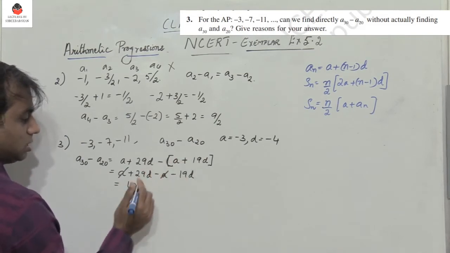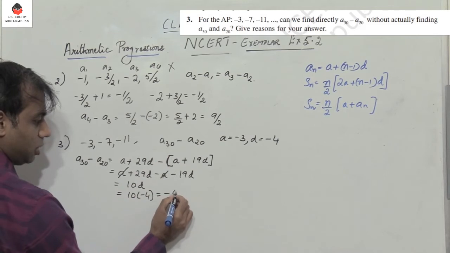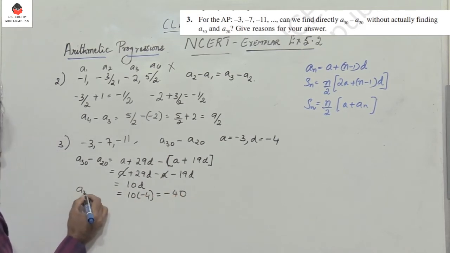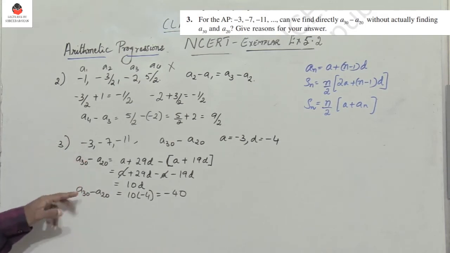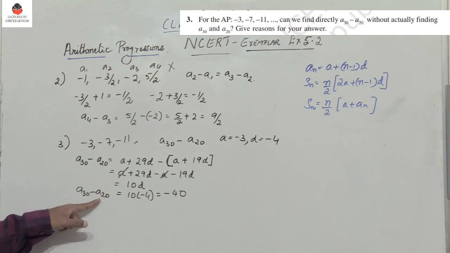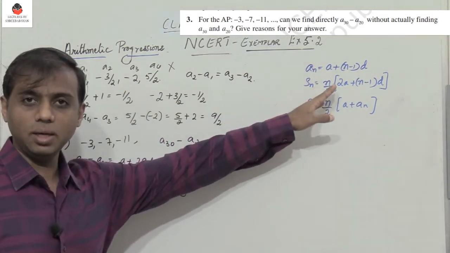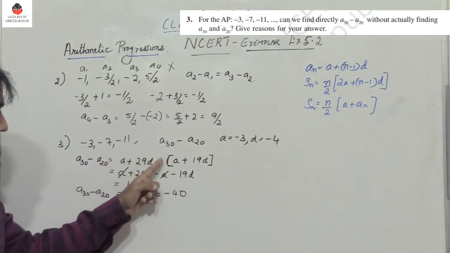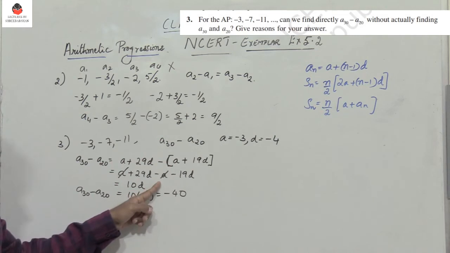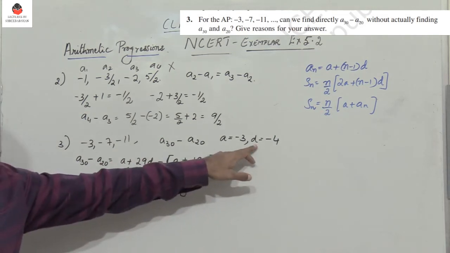A gets cancelled. So 29D minus 19D is 10D. And what is D? D is minus 4. So it is 10 into minus 4. So we get minus 40. And this is A30 minus A20. So without actually finding the value of A30 and A20, we can find the difference of A30 and A20 by considering the expression an equals a plus n minus 1 into d. Substitute the value of n and subtract both of them. So a gets cancelled and finally you're left with 10d, and we know the value of d, which is minus 4.